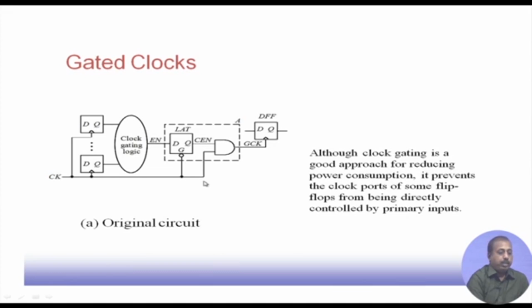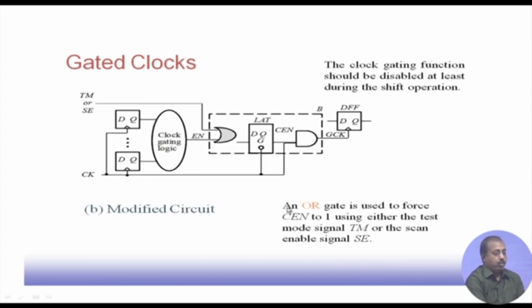So, this is a popular approach for reducing power consumption as it prevents the clock ports of some flip flops from being directly controlled by the primary input. However, it has got difficulty because during shift operation there may be problem. The clock gating function should be disabled at least during the shift operation. So, how do we do this thing? Using this test mode or this shift enable mode.